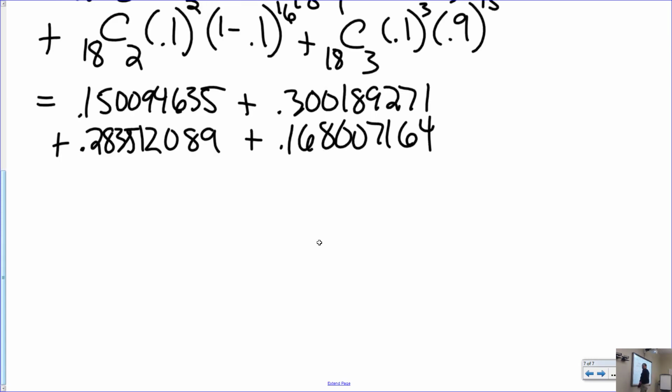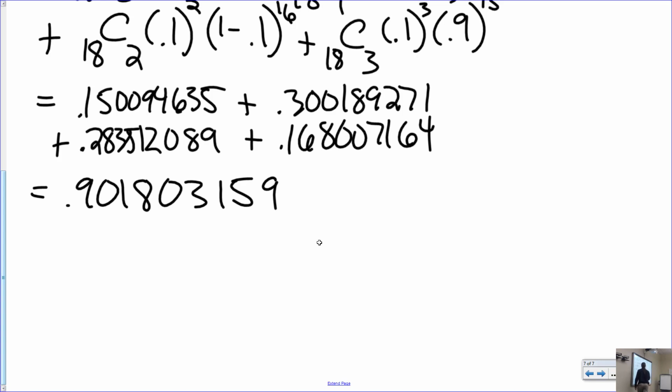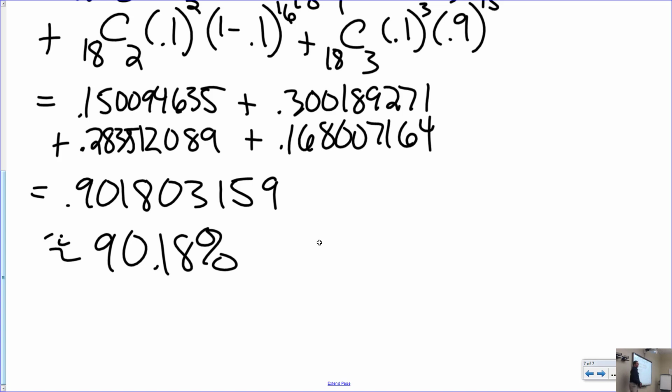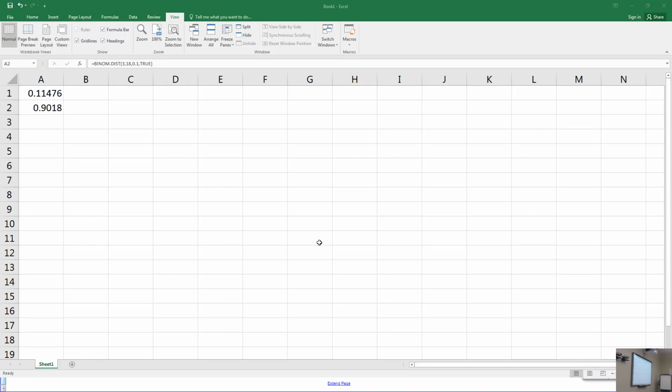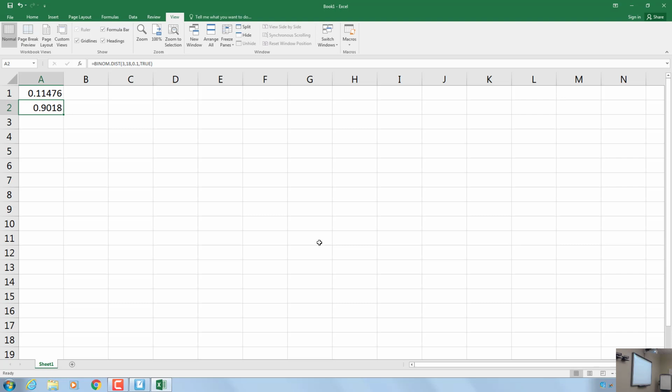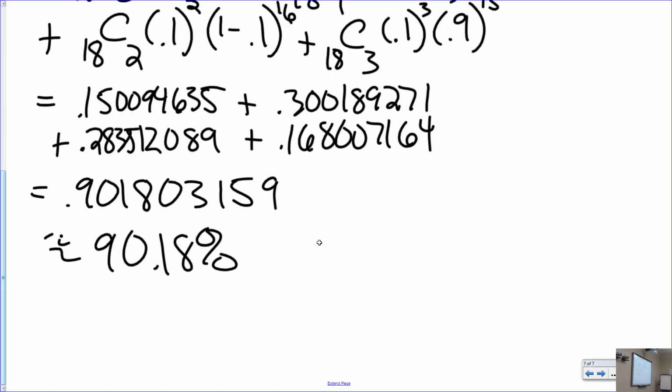So what did you guys get when you added those all up? 0.91803159018. 03159, which we would say is approximately 90.18% of the time. And again, note Excel gave us the exact same number with 4 clicks of the button. I did that. Proud of myself. Good work. Thank you. I tried to make this kind of cool.